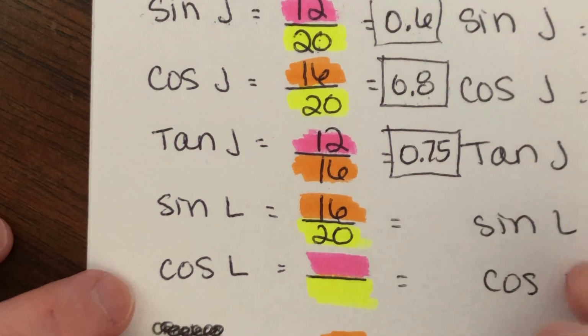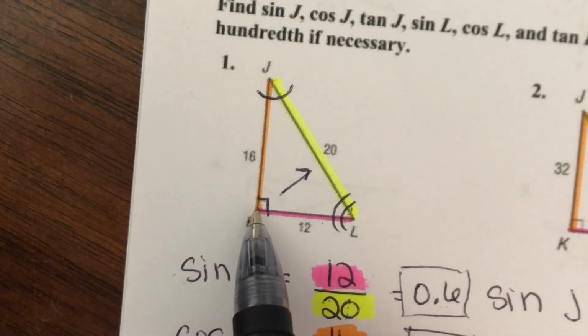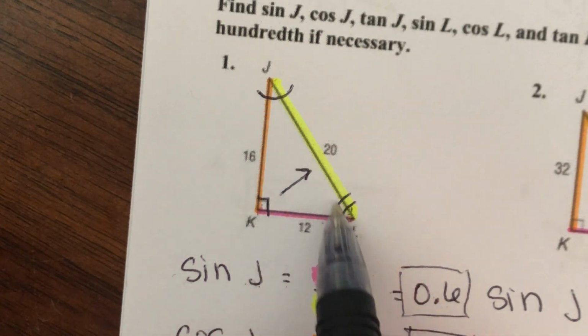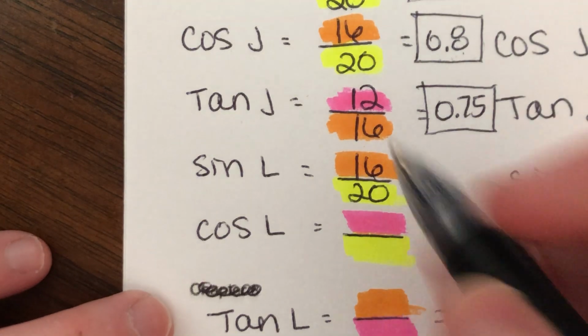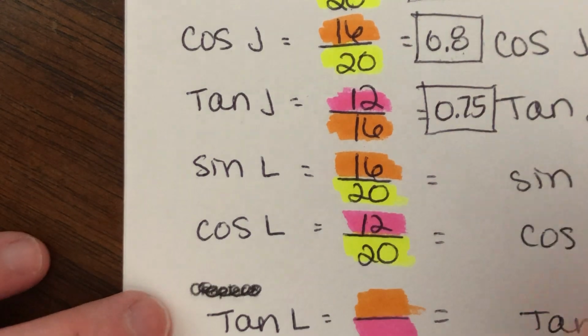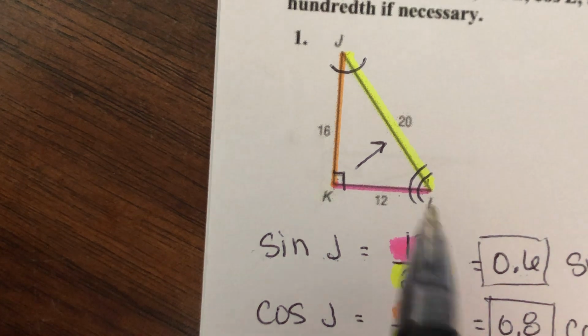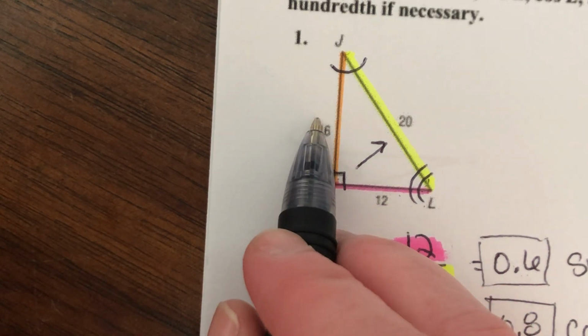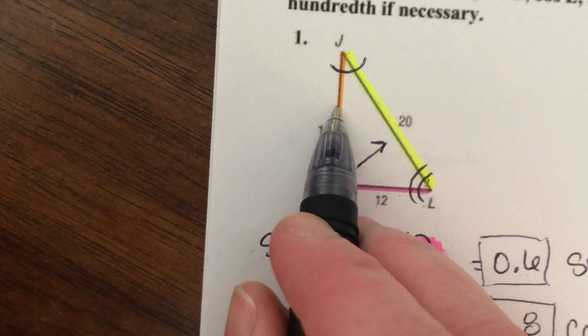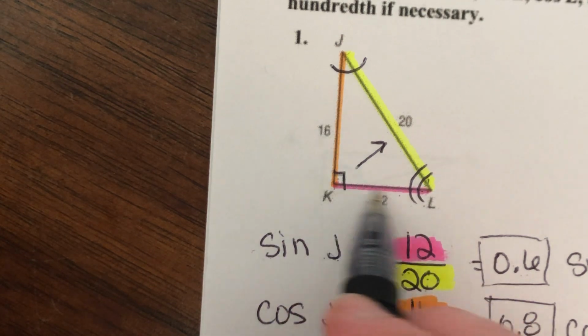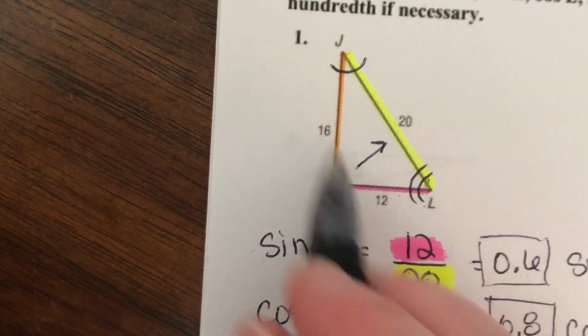Cosine is adjacent over hypotenuse, so that's going to be 12 over 20. And then tangent is opposite over adjacent, 16 over 12. The side opposite angle L over the side next to angle L. Opposite over adjacent, 16 over 12.